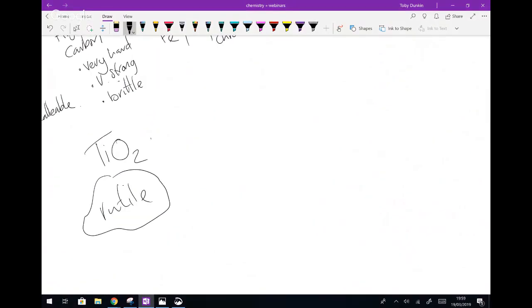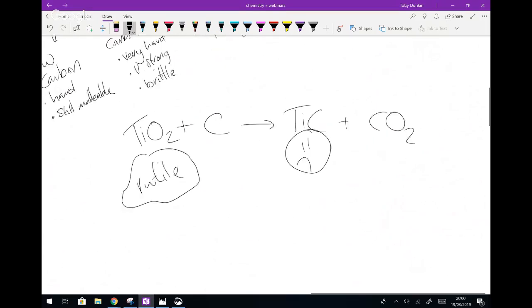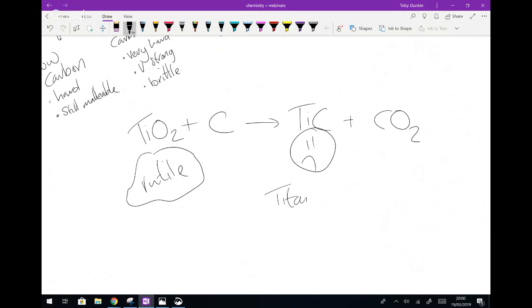So now the problem is if you use carbon, you form TiC. This is titanium carbide and CO2, which is a disaster. This makes us incredibly sad. It forms a compound called titanium carbide.